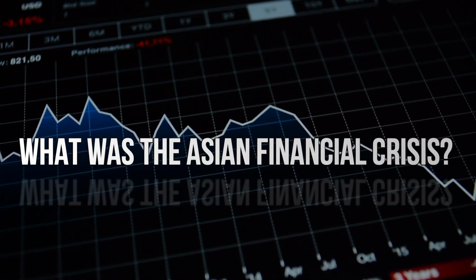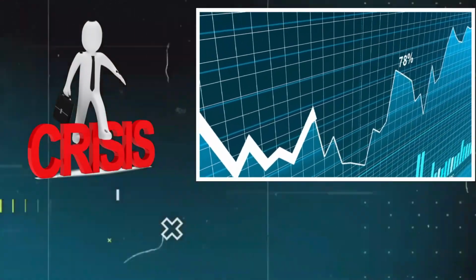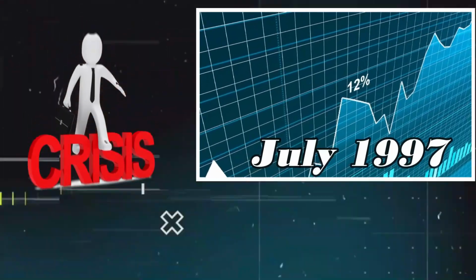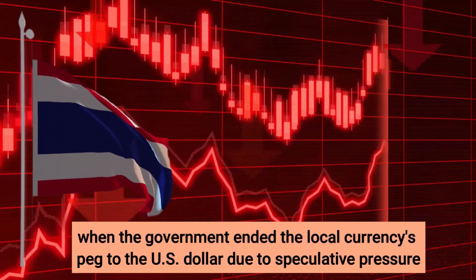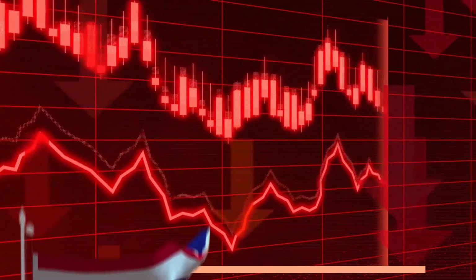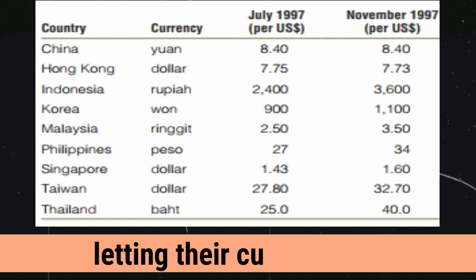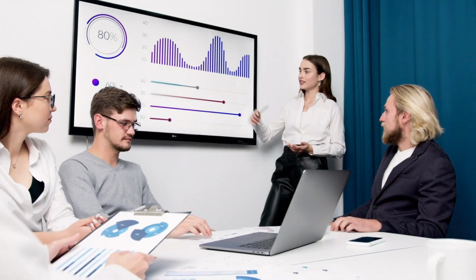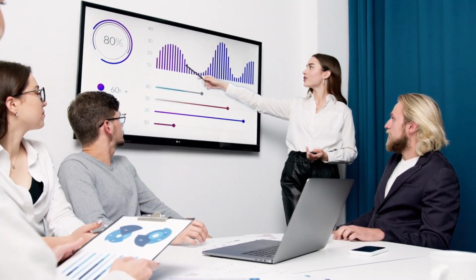What was the Asian financial crisis? The Asian financial crisis, Asian contagion, began in July 1997. It started in Thailand when the government ended the local currency's peg to the US dollar due to speculative pressure. Malaysia, the Philippines, Indonesia followed suit, letting their currencies fall. By October, South Korea faced a balance of payments crisis and neared default.